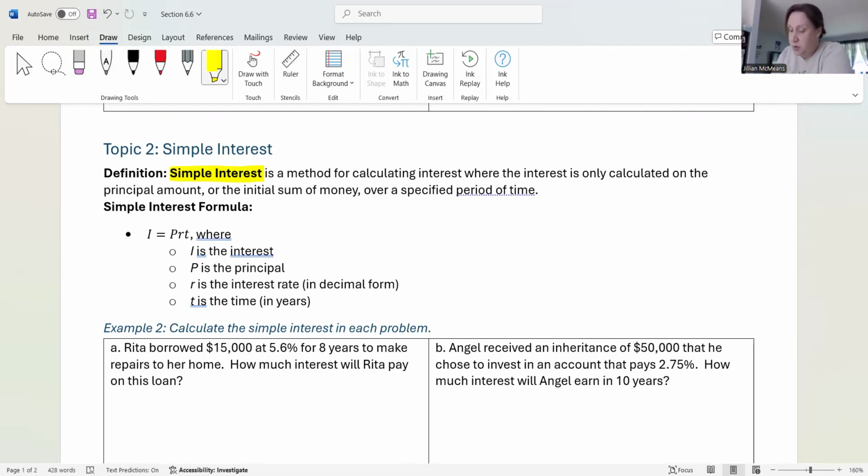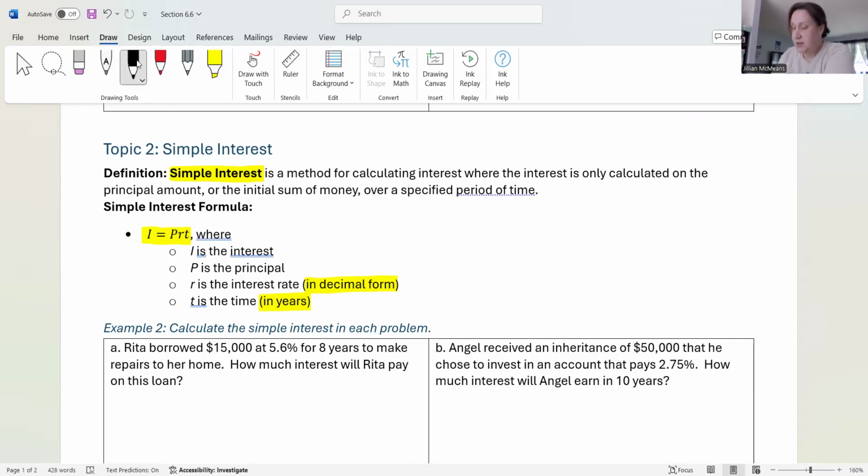Now, the actual formula is I equals PRT. We know that I represents interest, P represents the principal, and R is the interest rate. One thing that's really important is that we have to put the interest rate into the formula as a decimal. And T is the time in years. We're generally dealing with annual interest rates, so time needs to be in years. If you are given time in months or weeks, you would need to convert it to years. So not too big a deal there.